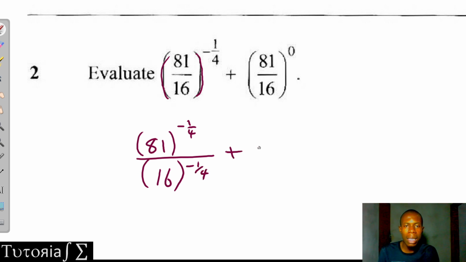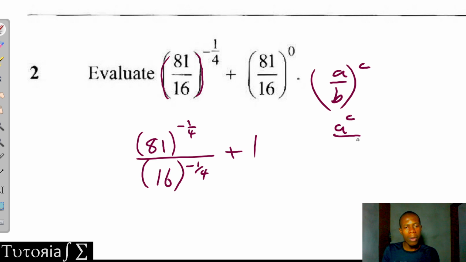Then we have plus any number raised to the power 0, that is just 1. Okay. So those are the two laws of indices we're applying. If you have a over b, this is raised to the power c, this is the same thing as a to the power c over b to the power c. And a to the power 0 is equal to 1, as long as a is not equal to 0. I might explain that later, but that is what you should know.